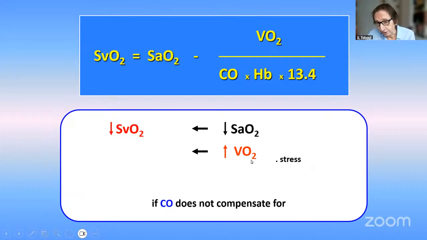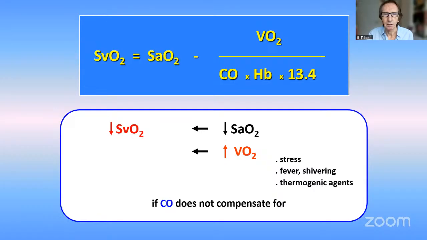This can happen for exercise, but also for any stress or even fever or shivering, which are responsible for increasing oxygen consumption, and also the use of thermogenic agents. For example, if you use dobutamine at high doses, dobutamine also increases the metabolism in the cells due to the beta-2 effects, adrenaline also, and therefore this can increase oxygen consumption, and if cardiac output does not compensate for it, you could have a decrease in SVO2.